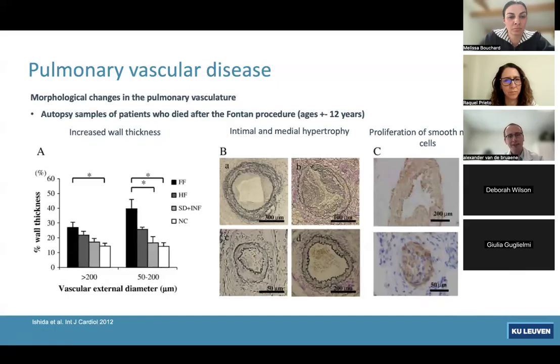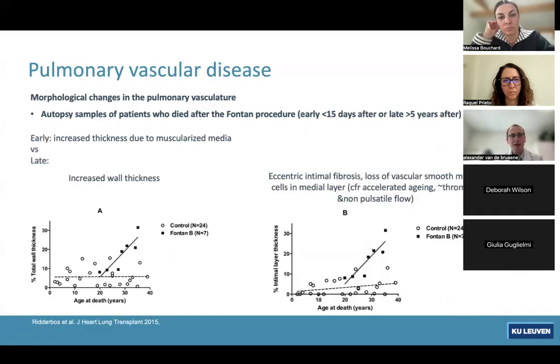But if you look in detail, there's an interesting article from Ridderbos from the Netherlands. In those older failing Fontan patients, the pathological changes you see in the pulmonary vasculature are not similar to the ones you see in pulmonary arterial hypertension, arguing against the use of pulmonary vasodilators. And this is that article.